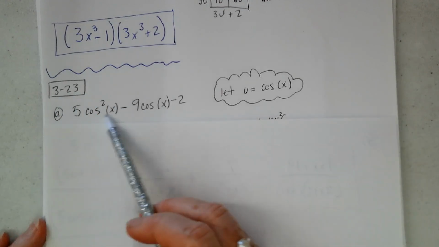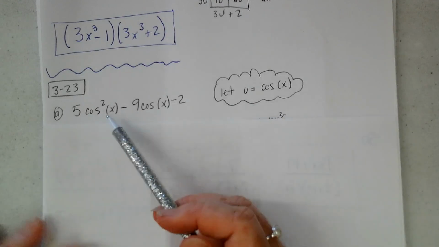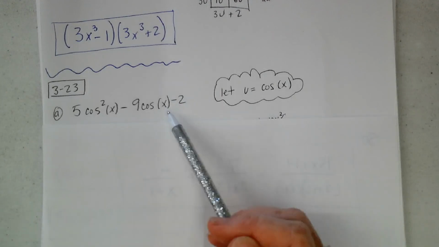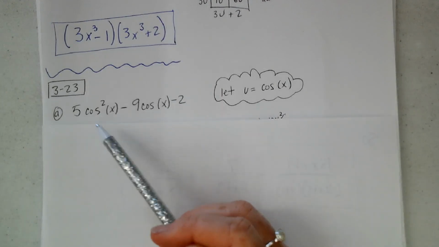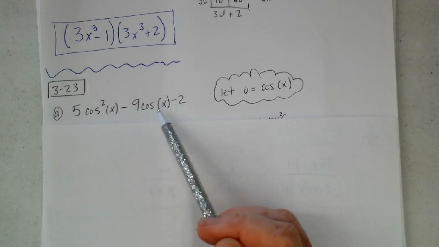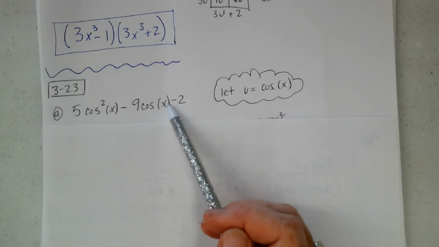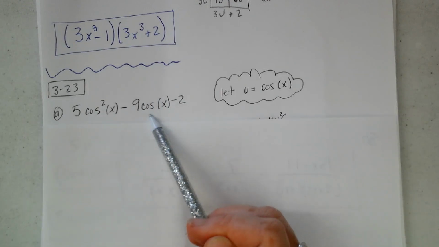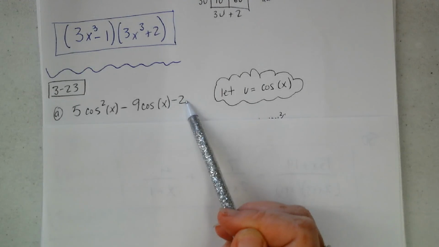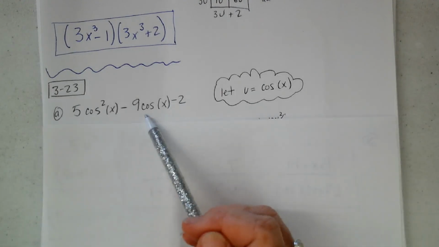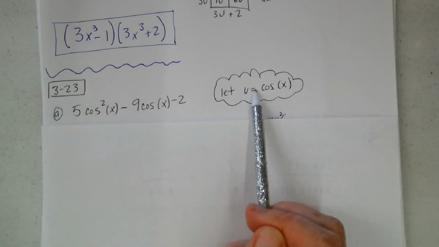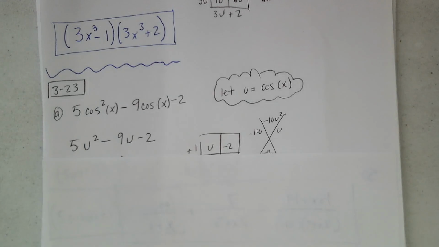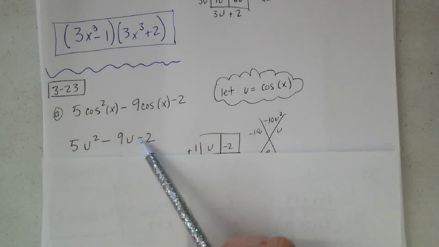So you've got one that has cosine in it. I would be happy to factor this if it was 5u squared minus 9u minus 2. So I'm going to again look right here. If it was 5u squared minus 9u minus 2, I would be able to put that in my area model and factor it. So I'm looking here to see what I want u to equal. So I'm going to let u equal cosine x. And then I just write it as 5u squared minus 9u minus 2.